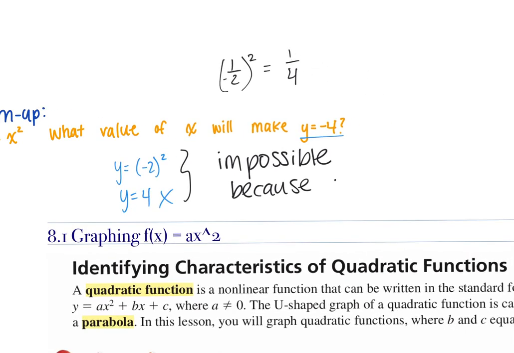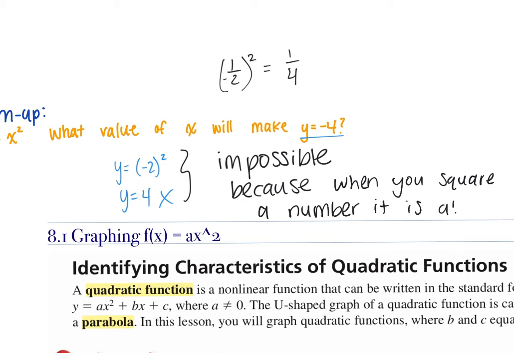when you square a number, it is always positive. Okay? So in order for y to be equal to a negative number, that is impossible. Okay? Impossible.